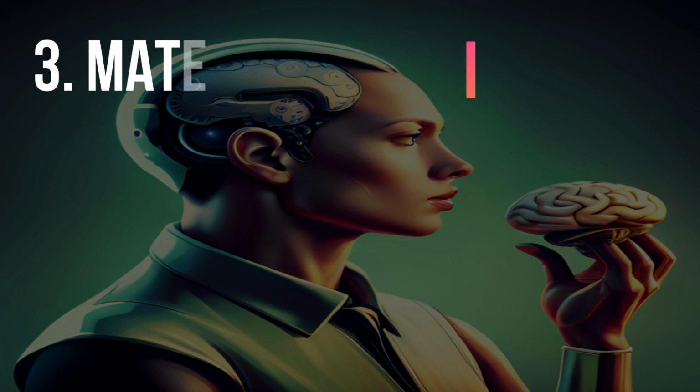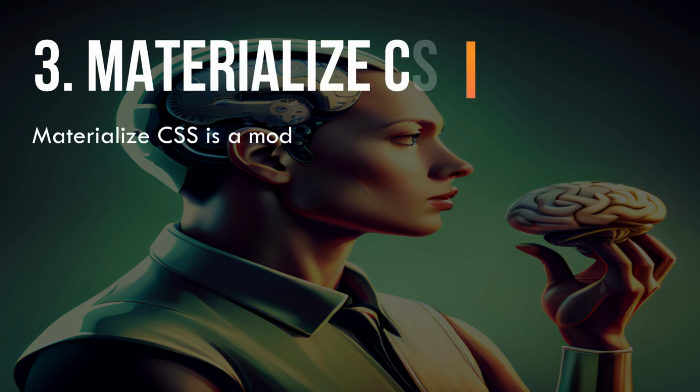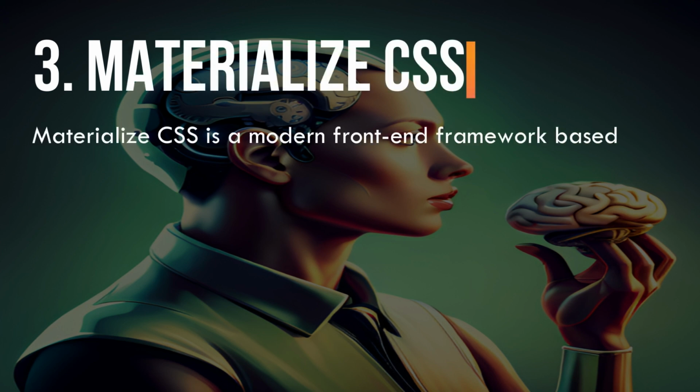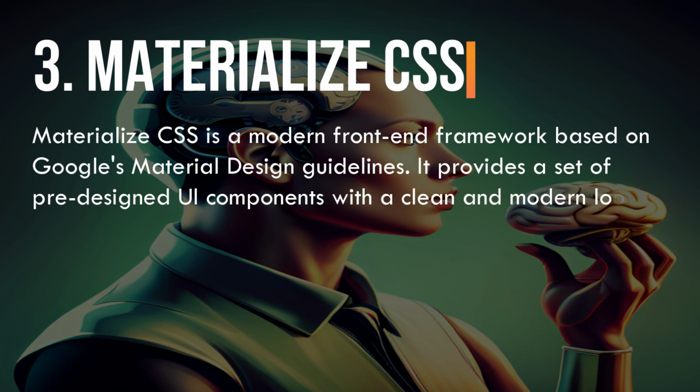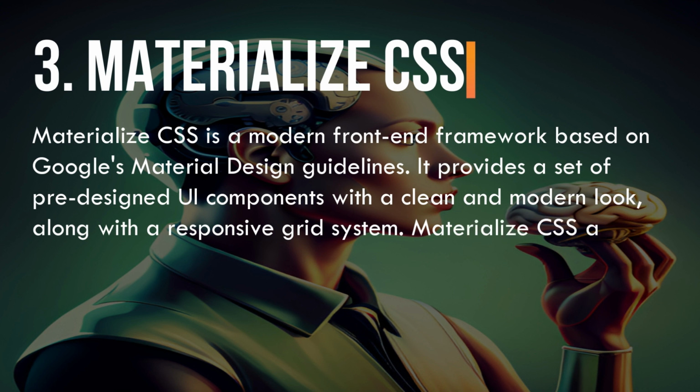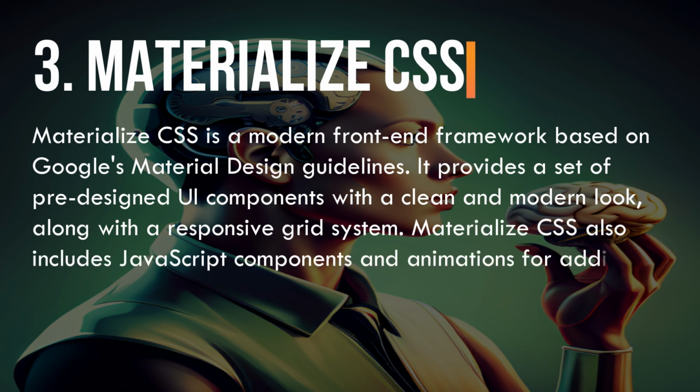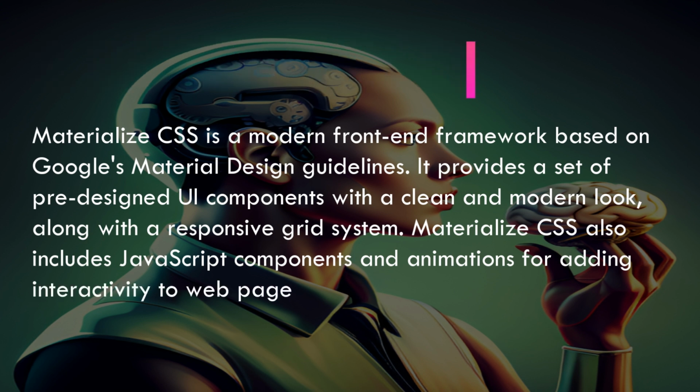3. Materialize CSS. Materialize CSS is a modern front-end framework based on Google's Material Design Guidelines. It provides a set of pre-designed UI components with a clean and modern look, along with a responsive grid system. Materialize CSS also includes JavaScript components and animations for adding interactivity to web pages.